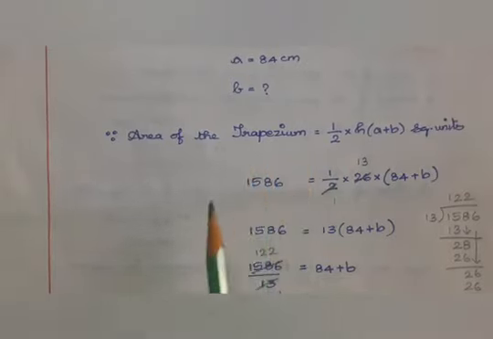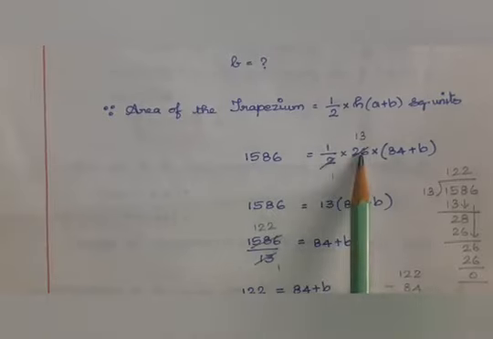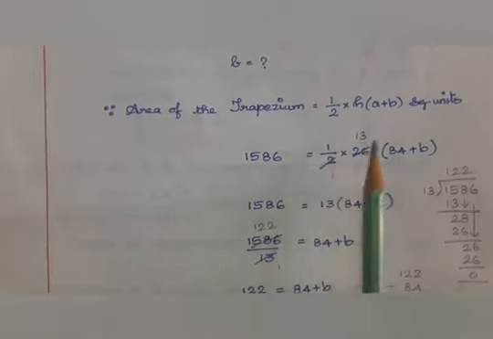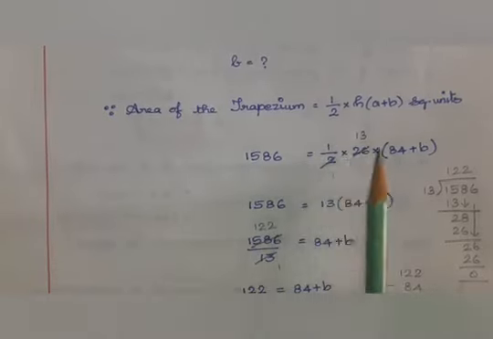Clear? So again 1586. When you simplify this, 13 into 2 will give you 26. So 13 into (84 plus b). Now 13 is in multiplication here because it is a product. When you take it to the other side, it becomes division. So 1586 divided by 13 is equal to 84 plus b.